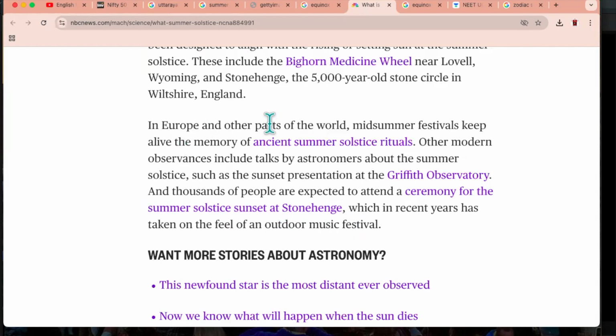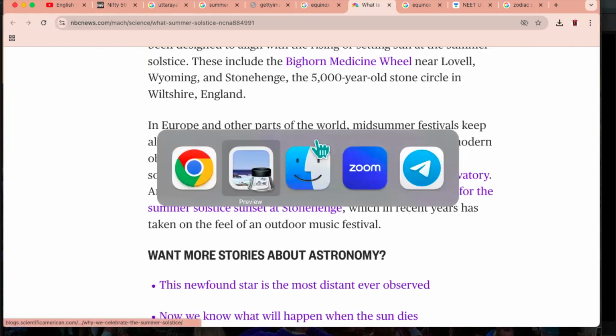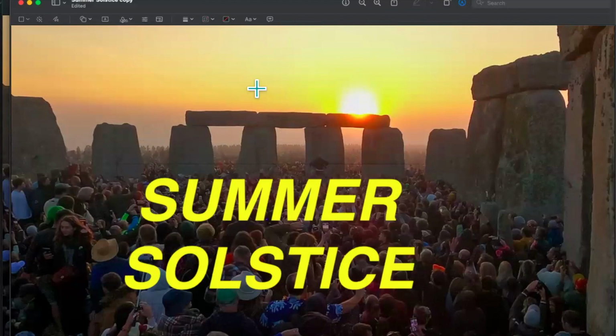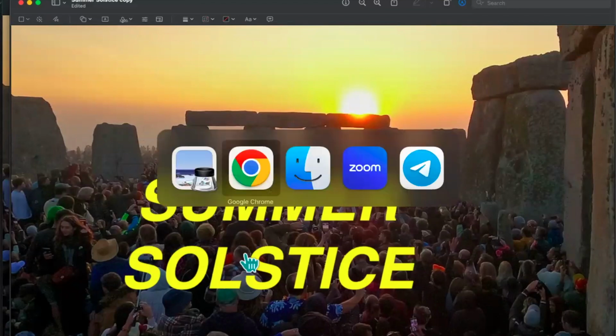So, if you look at history, maybe one of the most historical things that we have seen is Stonehenge. This is almost 5,000 years old. This is a stone circle, and this reflects the importance of the summer solstice. And that's why this day is probably important for us.